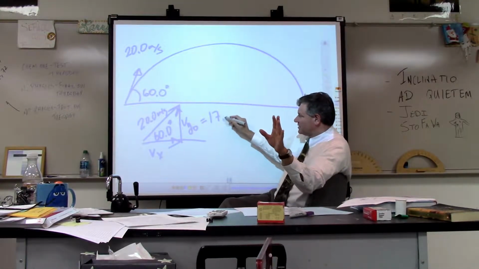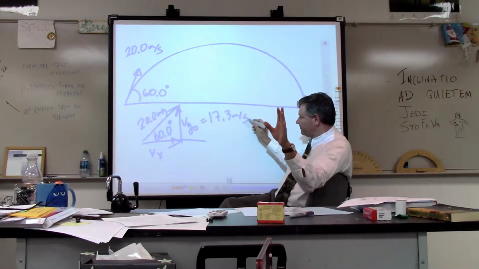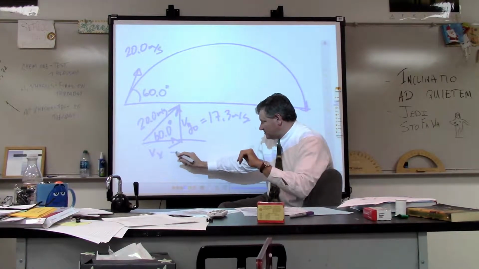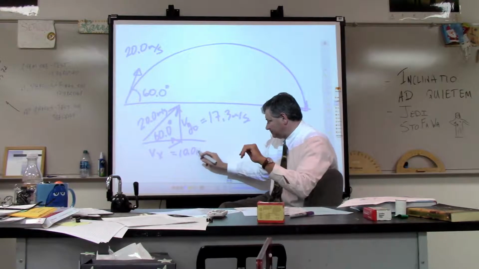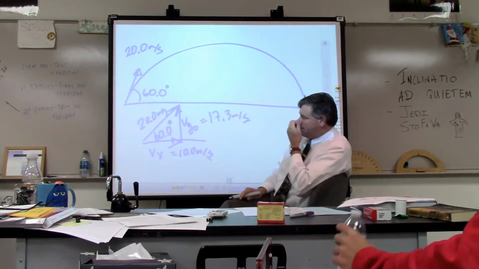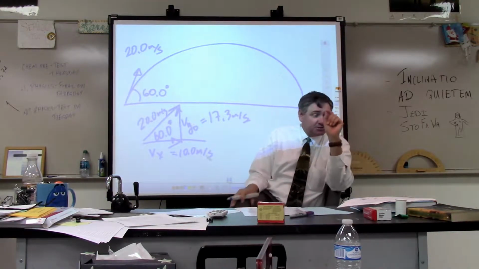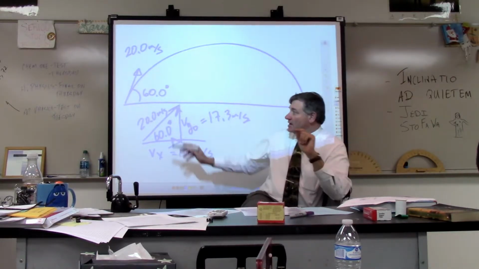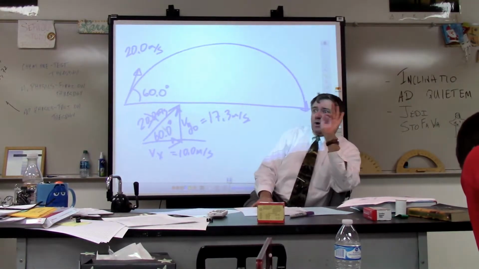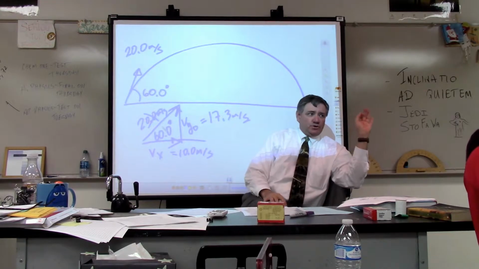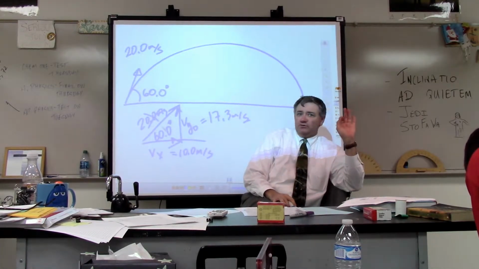17.32. So call it 17.3 meters per second. And then my Vx should be 10 meters per second. Okay? Now, as soon as you get these numbers, never speak of that 20 again. It is dead to you. Okay? Don't use it again.